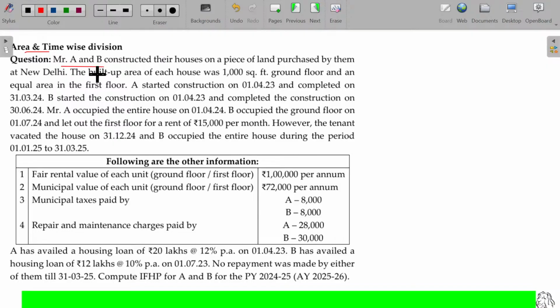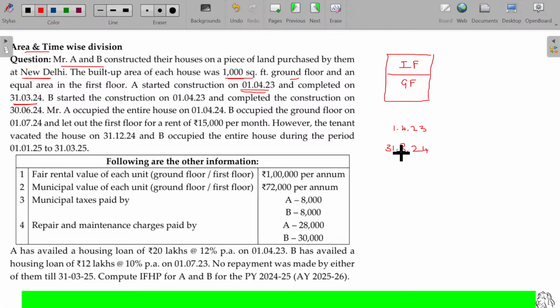Mr. A and B constructed their houses on a piece of land purchased by them at New Delhi. The built-up area of each house was 1000 square feet on the ground floor, and an equal area on the first floor. Is that okay? Ground floor and first floor. A started construction on 1/4/23 and completed on 31/3/24. So 1/4/23 and 31/3/24.